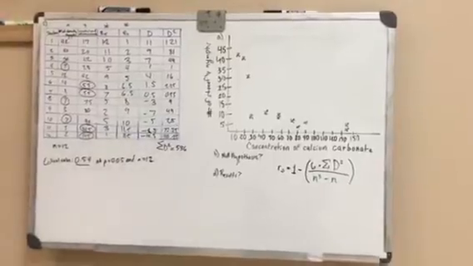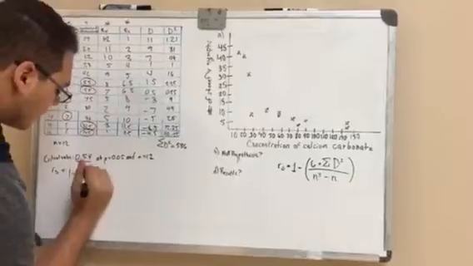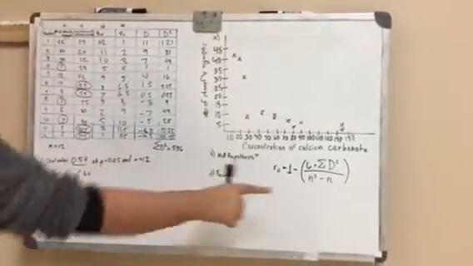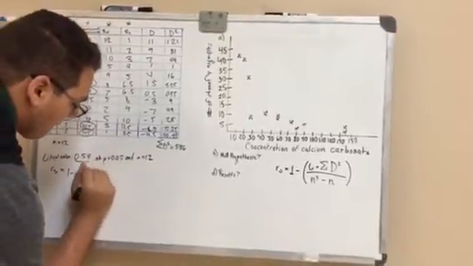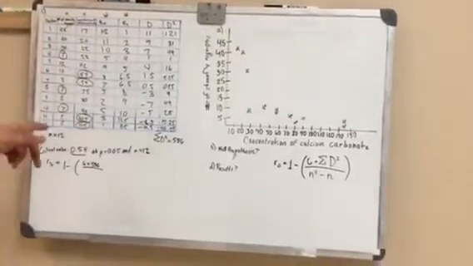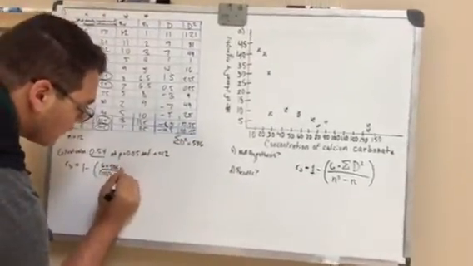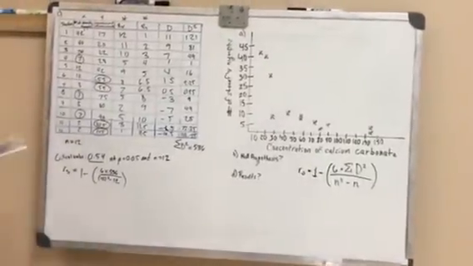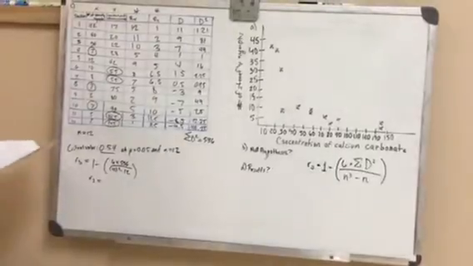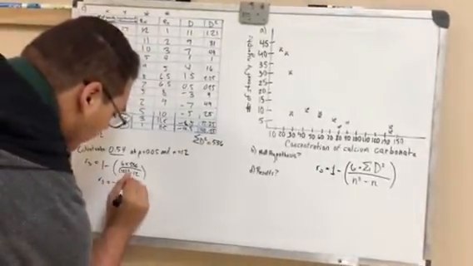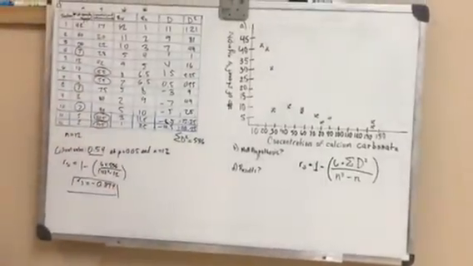So now we're just going to plug it in. RS is equal to 1 minus 6 times the sum of D squared, which we determined was 536, over n to the third power, so it'd be 12 to the power of 3 minus 12, or n itself. After doing this, our Spearman's rank correlation coefficient would be negative 0.874. So after this, we're not completely done yet.